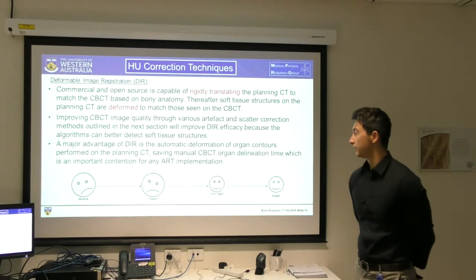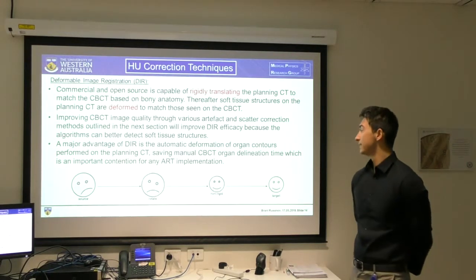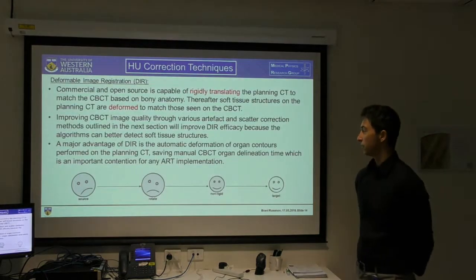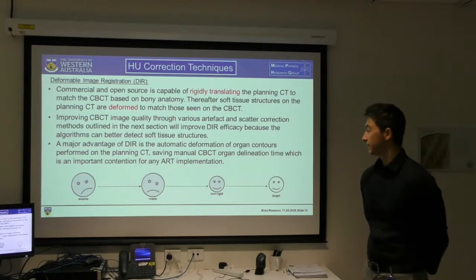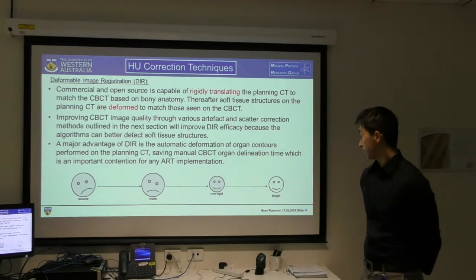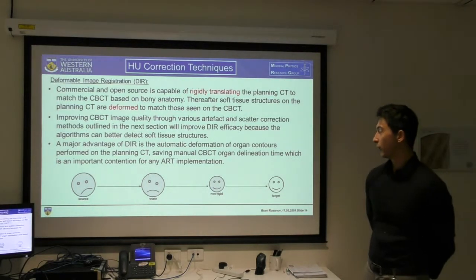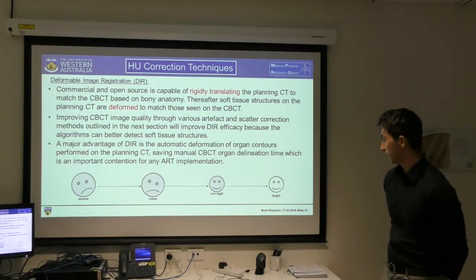And a major advantage of deformable image registration is the automatic deformation of organ contours performed on the planning CT. So this saves manual CBCT organ delineation time, which is an important contention for any adaptive radiotherapy implementation.